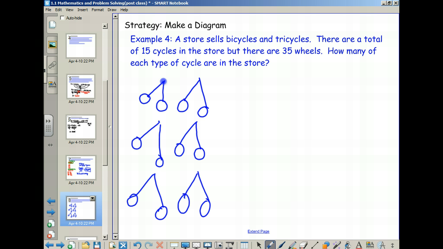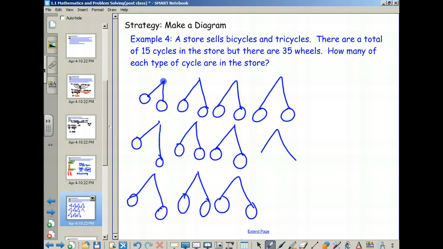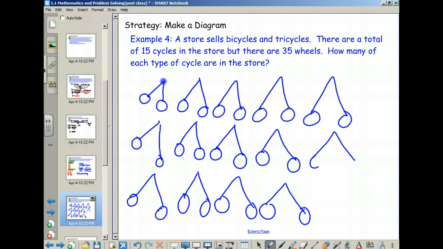All right, there's 6 of them. So far, I know they look like cherries. So far, I have 15 cycles. And how many wheels do I have? I have 30. How many wheels am I supposed to have? 35. So what do I need to do?